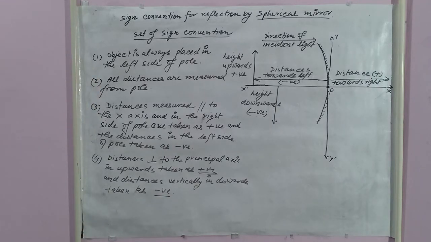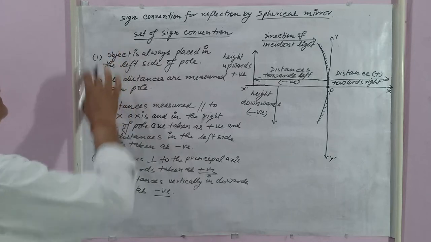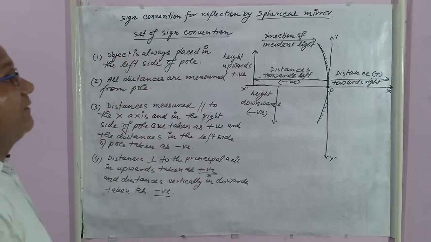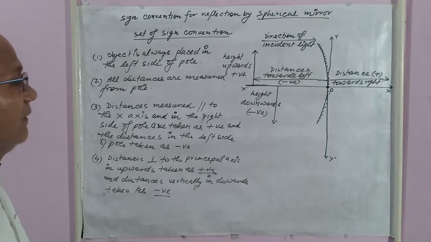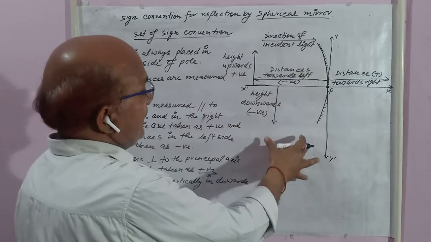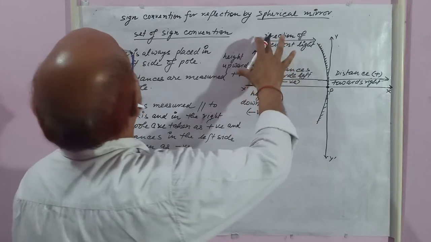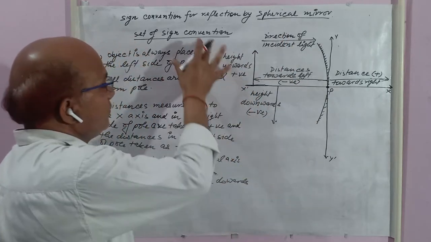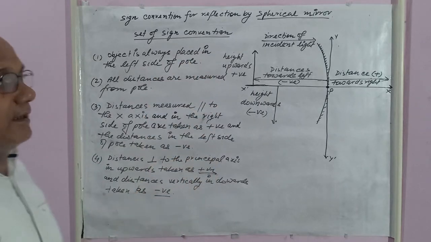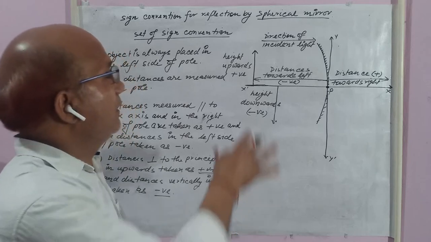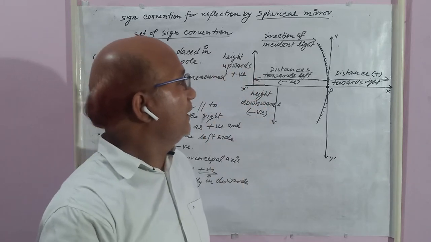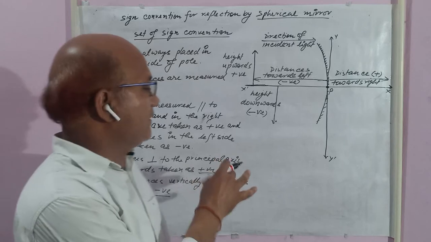So these are the sign conventions which we will use to deal with problems related to reflection of light by spherical mirror. You can draw this diagram for sign convention, note it, and take a screenshot of it. Now students, take a screenshot of this, and this topic is completed now.